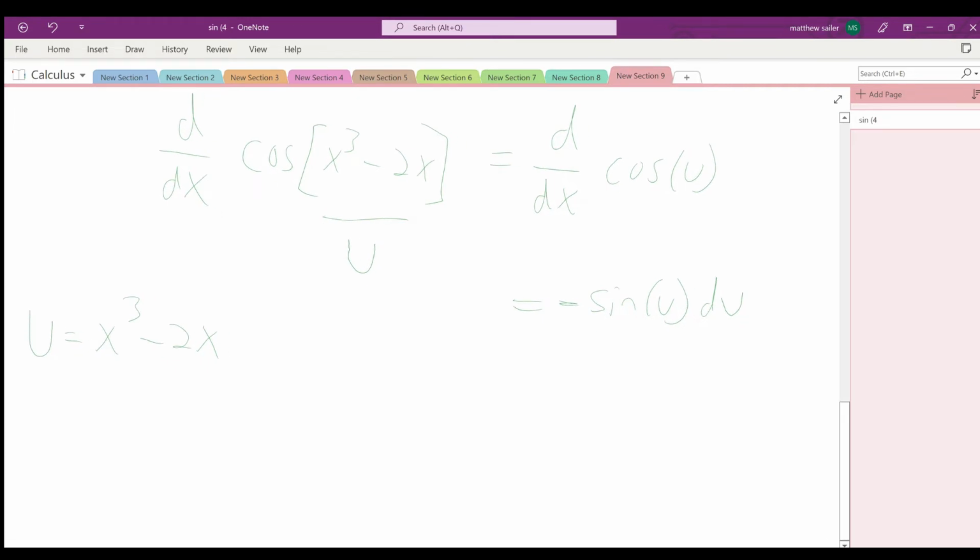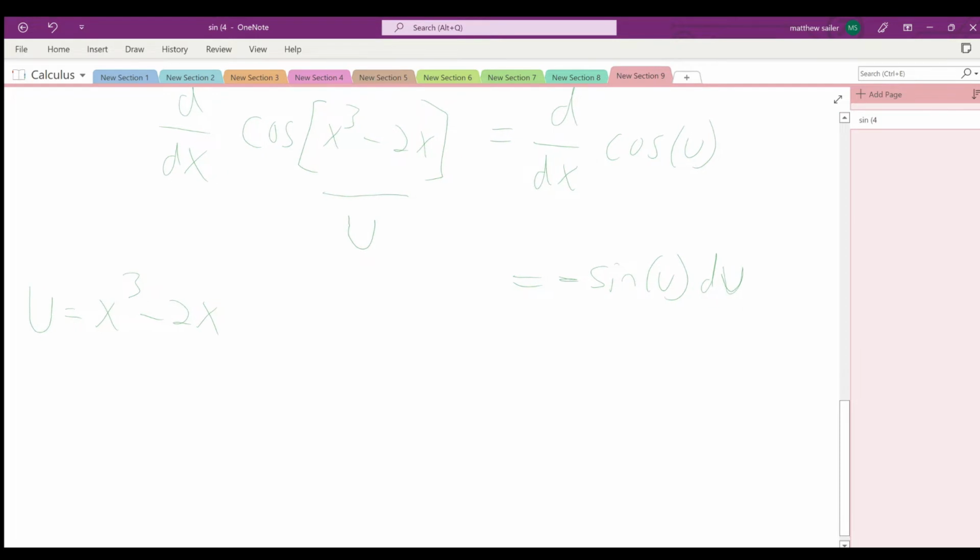Normally, when you just take the derivative of cosine of x, you get minus sine of x dx, and the dx is 1, so that goes away, but this won't always go away. So we need to account for the du. So we already defined u as x cubed minus 2x.